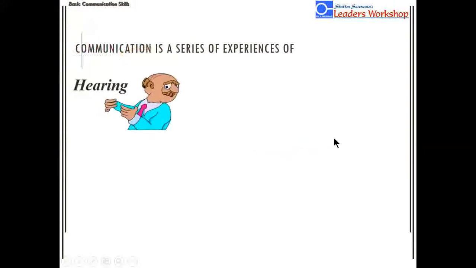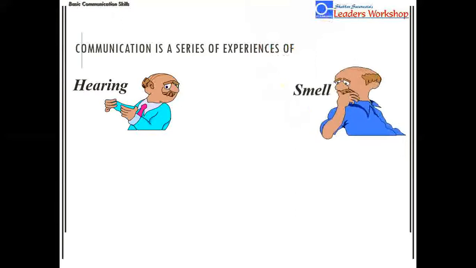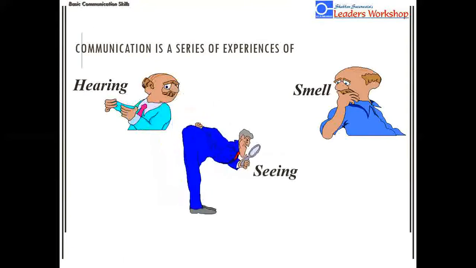Okay, so now, communication is a series of experiences of the senses. First, hearing: if you're able to hear something, there is communication. Secondly, smelling. If you're able to smell something, you can interpret what that is. Someone wants to give me some salt or chips because you can smell them. Even seeing, okay, seeing something, there is communication. If you see someone smiling, you can understand that someone is happy with whatever you are saying to that person.